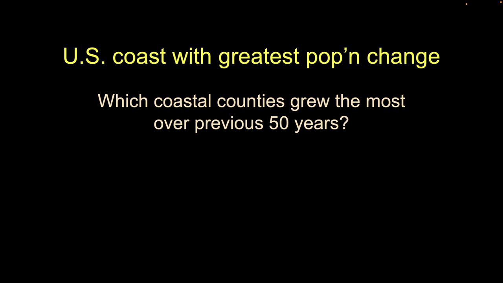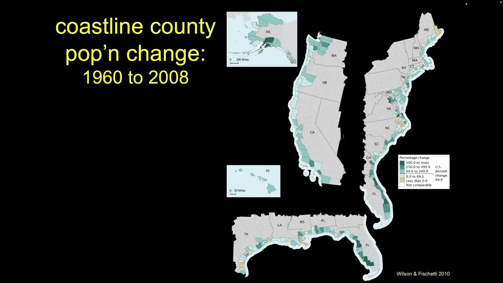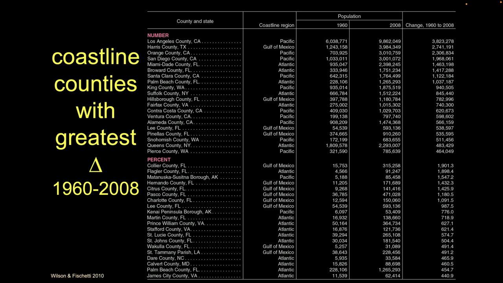I was going to have you guys do this as an exercise, and I still might, but just for purposes of time, we're going to jump through this really quickly. Which coastal counties grew the most over the previous 50 years? What I normally do is ask you guys to tell me the absolute change in numbers and then the proportional change, and we might do this next week. The data set that I have for you is from 1960 to 2008. You can have a look through this, and this is essentially the takeaway.